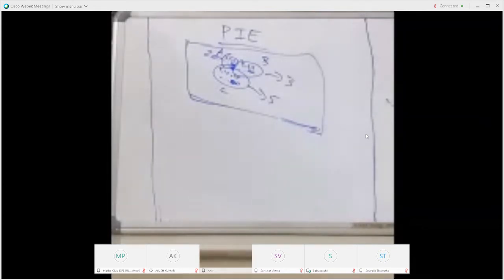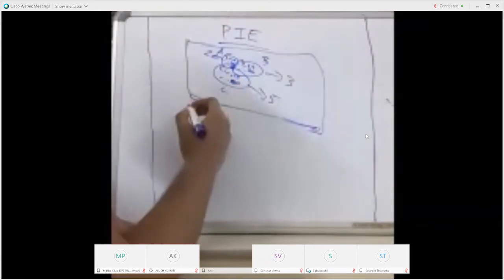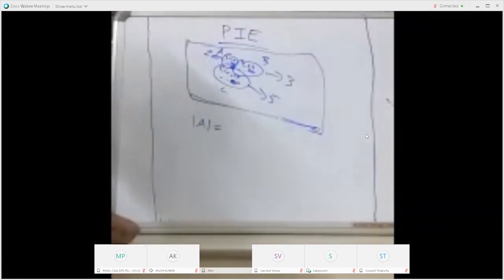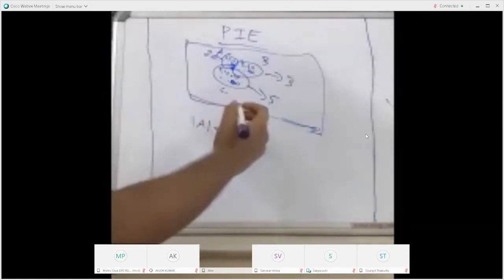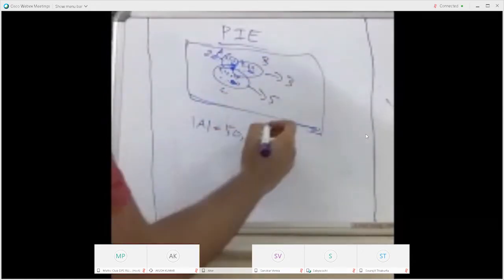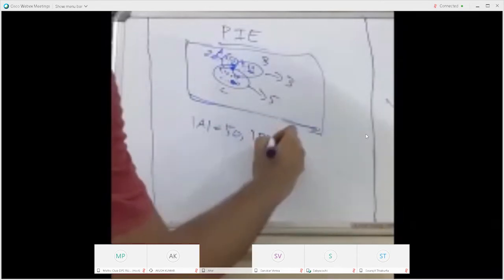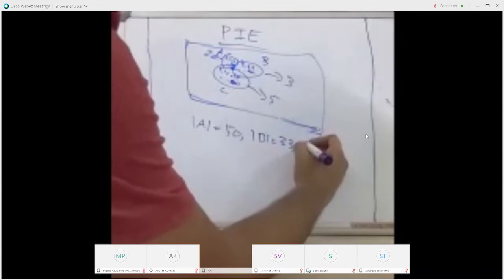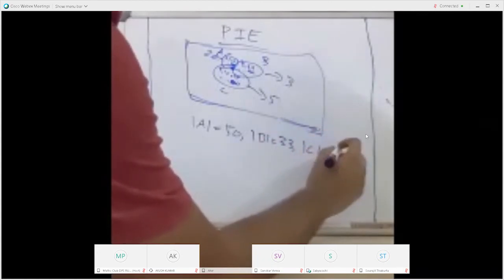So again, let's consider modulus of set A, that is all multiples of 2 from 1 to 100. This is obviously 50. Modulus of B is 33 and of C is 20.